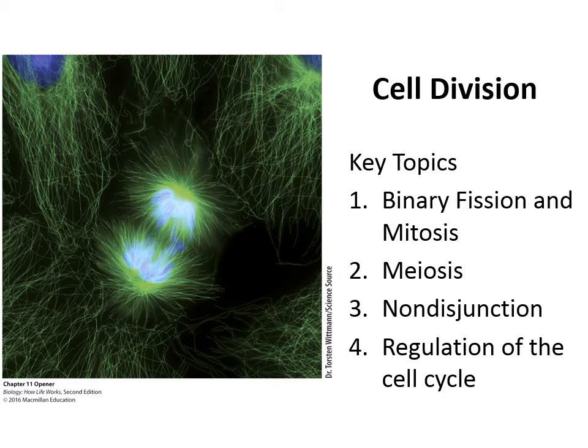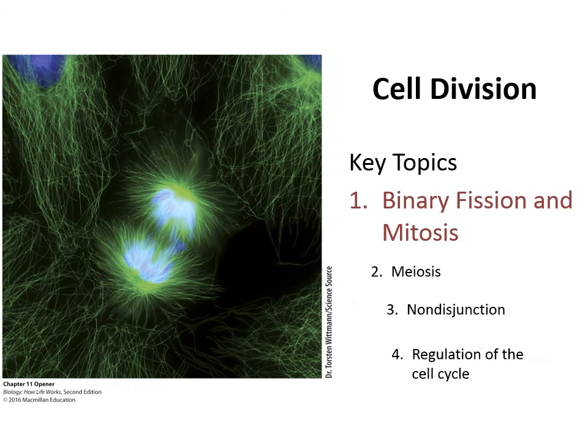The first involves the asexual replication processes of binary fission and mitosis. The second will discuss the details of meiosis and how it compares to mitosis. The third will examine non-disjunction and what happens when meiosis goes wrong. And the fourth will discuss the importance of cell cycle regulation and its role in cancer development.